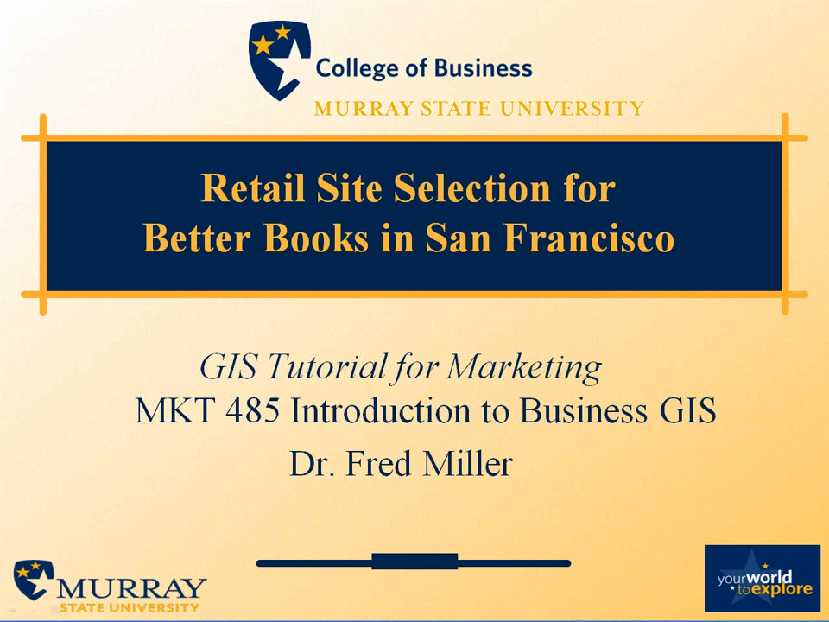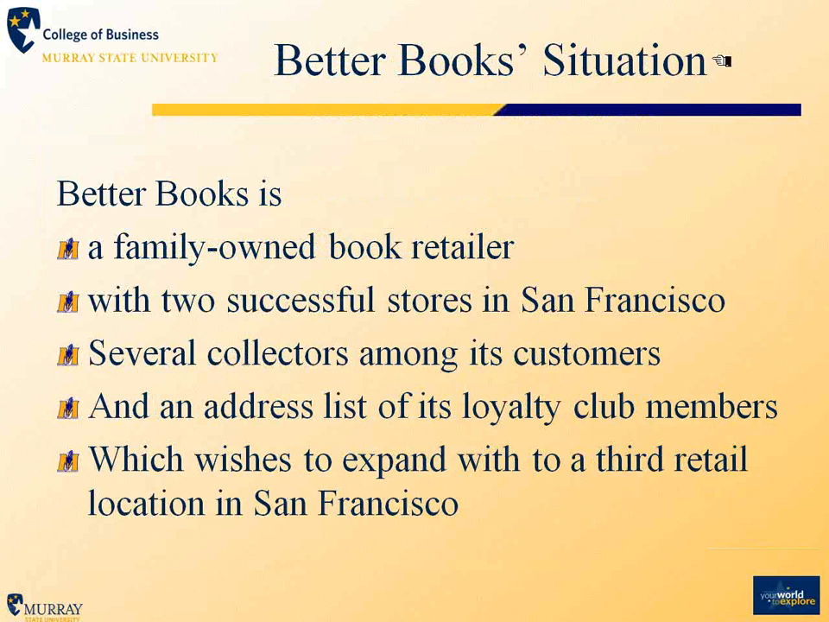This video lesson covers the process of retail site selection for a book company in San Francisco, as that case is presented in the GIS tutorial for marketing book. Better Books is a San Francisco bookstore, a family-owned firm with 2 successful stores in the area.